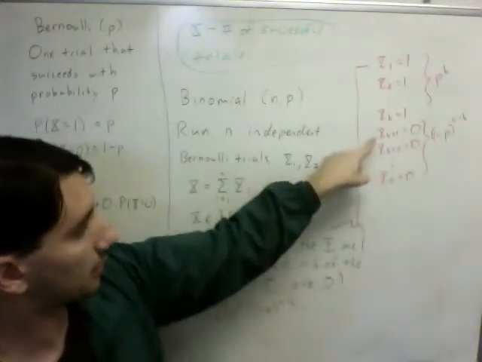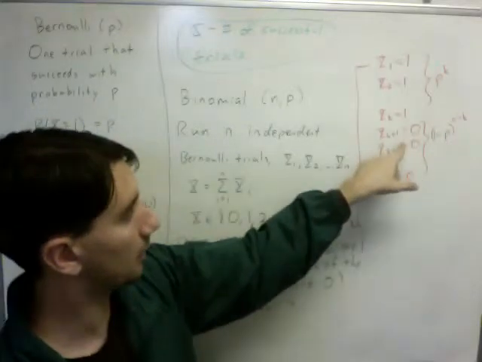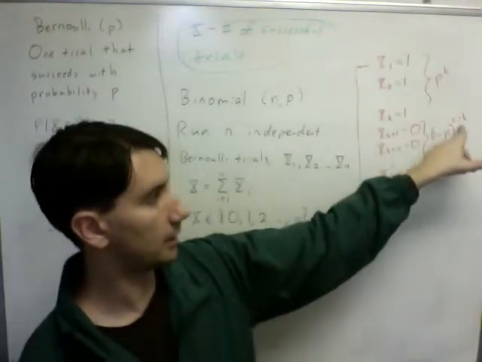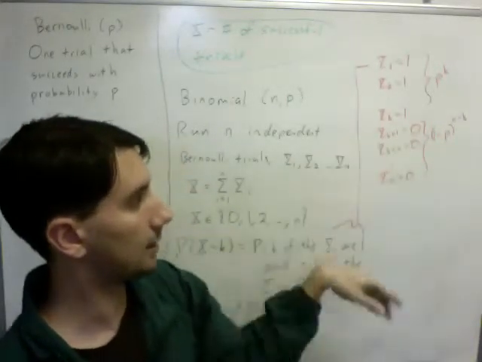Right? And then the probability that the rest of these fail, well, each one fails with probability 1 minus p. And now if there were k successes and n trials, there's n minus k trials left. So there's 1 minus p raised to the n minus k probability that the last n minus k trials failed.